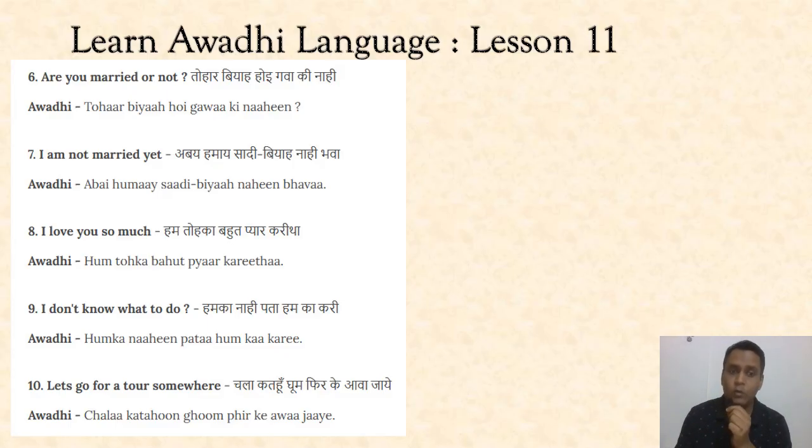Let's go for a tour somewhere. चला कहता घूम फिर के आवा जाए. चला is like let's. Let's go for a tour somewhere. चला कतहूँ is somewhere. चला कतहूँ घूम फिर के आवा जाए. Let's go for a tour somewhere.